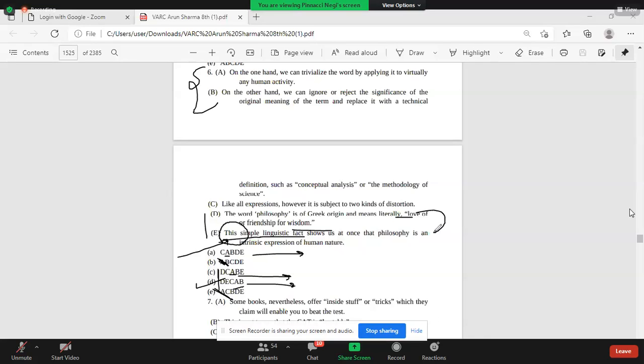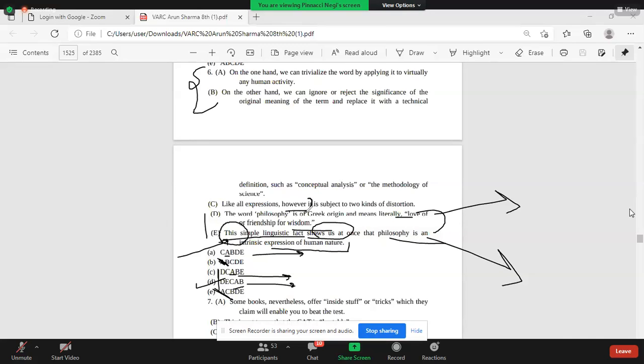That linguistic fact is said in D, that the word philosophy is of Greek origin, and what it means. This is a fact. And what does it show? It shows that philosophy is an intrinsic expression of human nature. This fact tells you this.